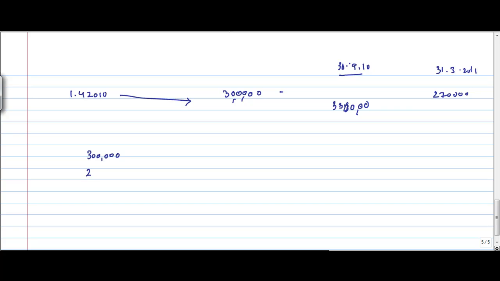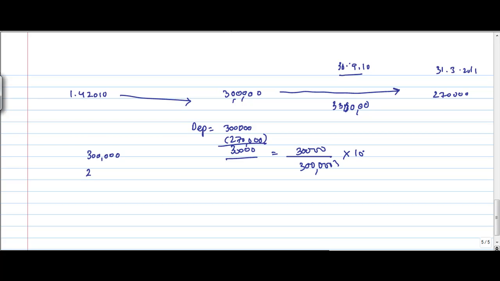So what I notice here is that there is a particular depreciation which has been applied in the plant and machinery. And how much is that? It's 30,000. Depreciation is equal to 3 lakh, which is the opening value, less closing value. 30,000 is equal to 30,000 divided by 300 into 100, which is equal to 10%. So the depreciation rate that I have is 10%.